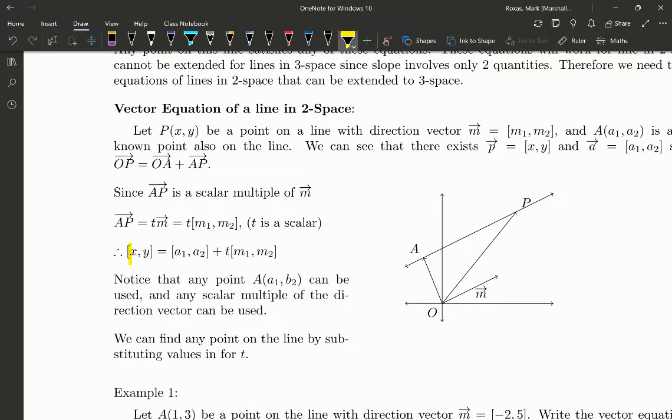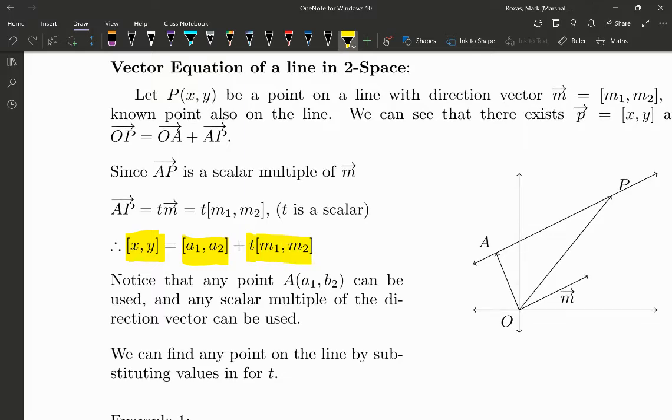We have a point vector [x, y]. The representation of a point on this line is a point vector, and that's equal to an existing point vector on the line plus some scalar parameter t multiplied by a direction vector. So think of direction vectors kind of like your slope, right? You're using the letter m. So it gives us the direction of the line.